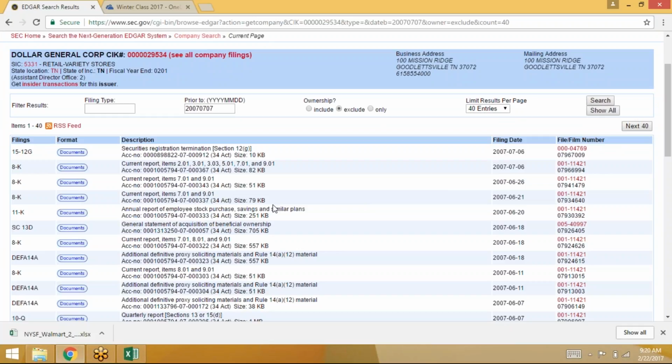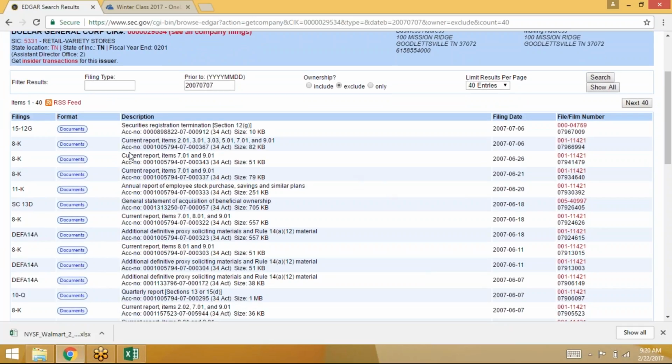And you got to dig. You're going to go page by page. And you'll kind of know what type of report it is. You can look at the descriptions. This is a securities registration termination, so that's not it. 8Ks are just current reports. They would just announce anything. It could be buried in an 8K. It's just an announcement of anything.